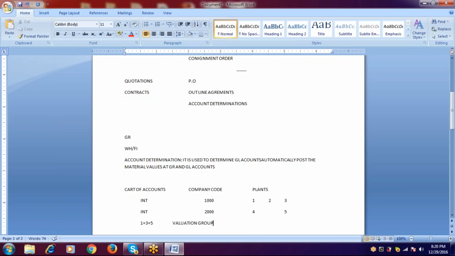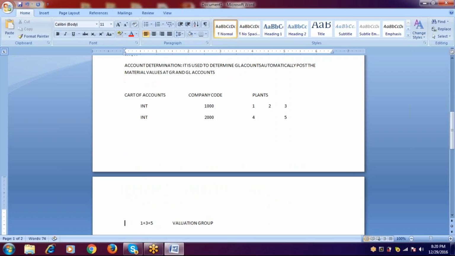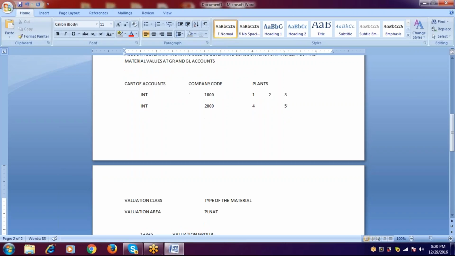That means whenever one plant is there, that is called a valuation area, and even those plants can be combined together, which is called a valuation group. Valuation class is nothing but a type of the material, valuation area is nothing but a plant, and valuation group is nothing but a combination of the plants.